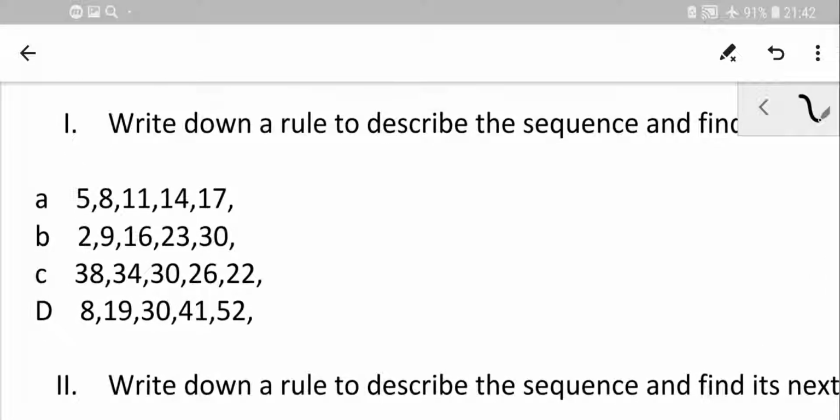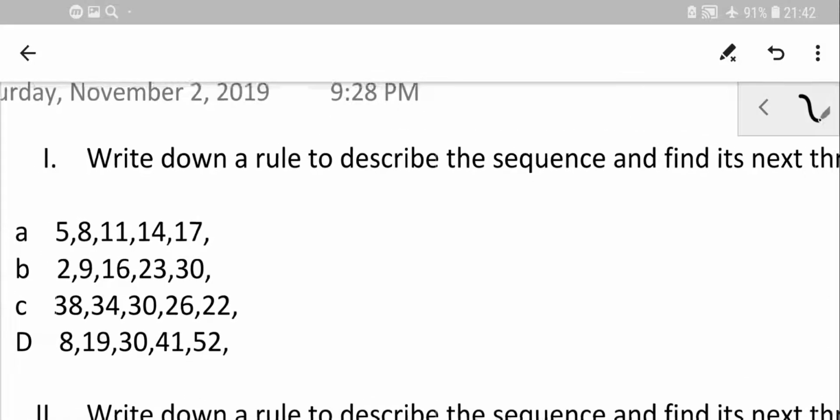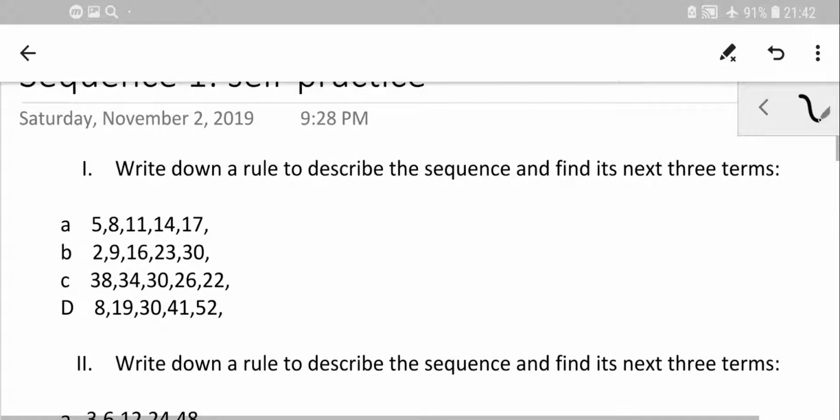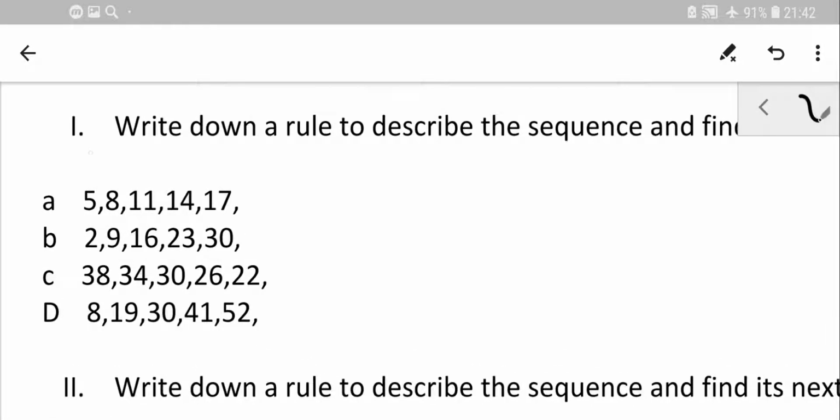By the way, for those who can do it on their own, pause the video and try to see what comes next. Alright, and then just compare the results. So here we go. First, about the difference, 5, 8, 11, 14. Okay, so the difference is 3, and that's not changing.